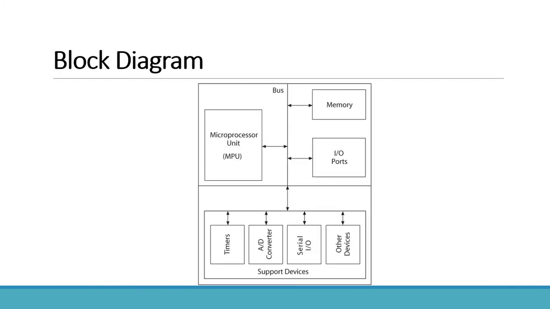Next, block diagram. So in this we could see a block diagram concerned to your microcontroller. Firstly, we have a part of microprocessor unit that is MPU. Next, memory. Next, input output ports. And lastly, supporting devices. So, all of them are connected with respect to your bus system, which has the connection between each and every block. So, let us start.